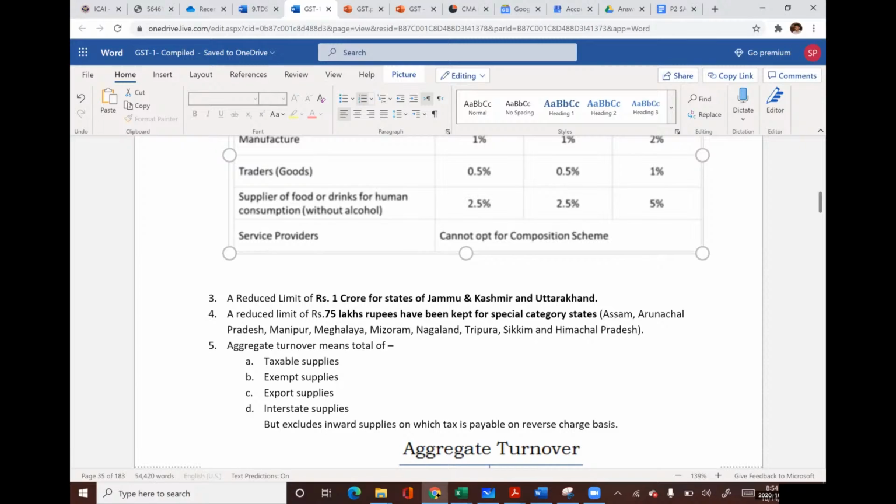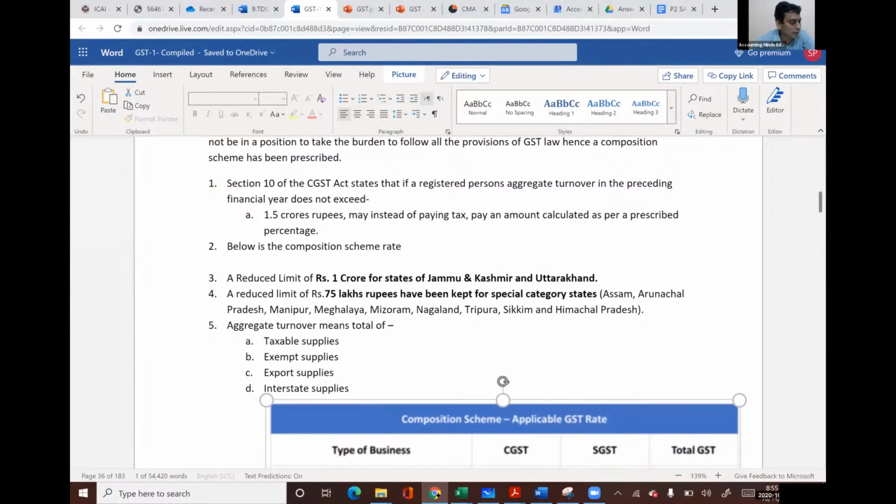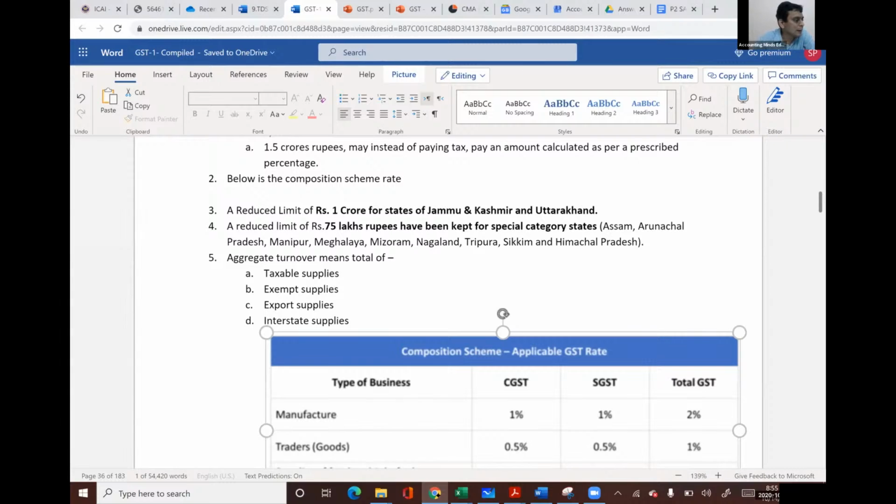Third point, sir. A reduced limit of rupees 1 crore for the states of Jammu and Kashmir and Uttarakhand. And a reduced limit of 75 lakh rupees has been kept for special category states, that is Assam, Arunachal Pradesh, Manipur, Meghalaya, Mizoram, Nagaland, Tripura, Sikkim and Himachal Pradesh. So here we said they can opt for the composition scheme up to 1.5 crores, but that has been changed to 1 crore and 75 lakhs as the case may be. Does it make sense, guys?